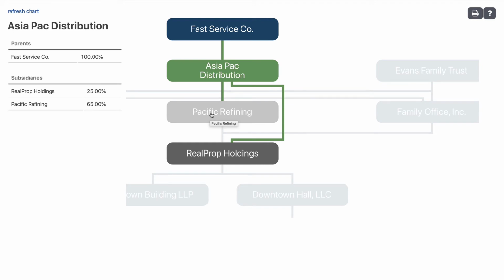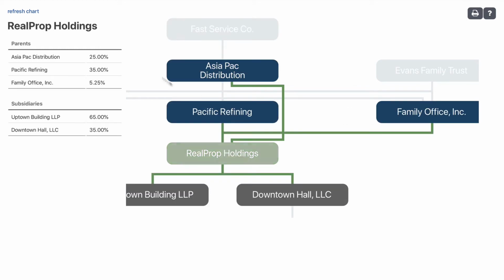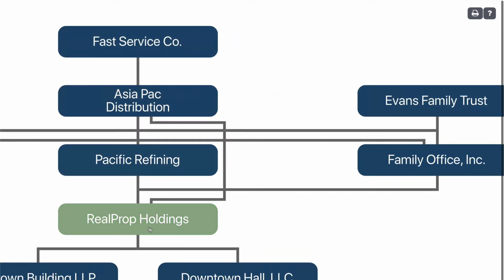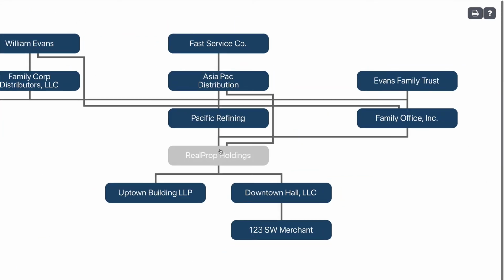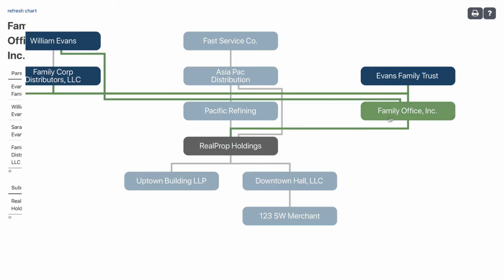Now notice, that information was not in the record we were just looking at. So we just added Asia Pac and Pacific Refining and Family Office as direct owners, and Lextree did all the rest of this. The other thing that Lextree did for us is it really filled out the chart. So Evans Family Trust, for example, was not on our org chart, but it's an owner of Family Office Inc., and so it shows up here as well.